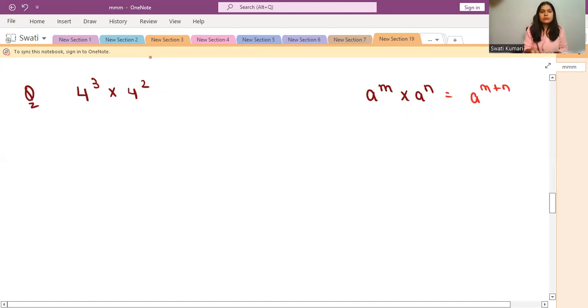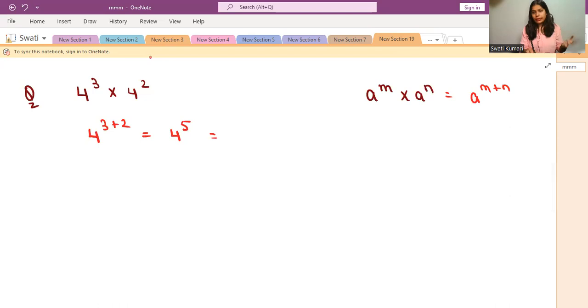So using this formula or property, this will be 4 raised to 3 plus 2. 4 raised to 3 plus 2 is 5. Now, if you want, you can solve this. If you want, you can leave it here also. So 4 raised to 5, you already know how to solve this. 4 raised to 5 is same as 4 is getting multiplied 5 times. So that is 4 into 4 into 4 into 4 into 4.